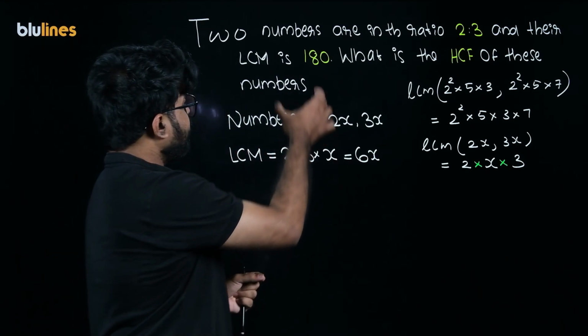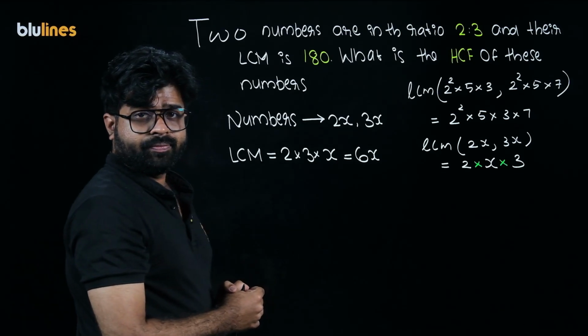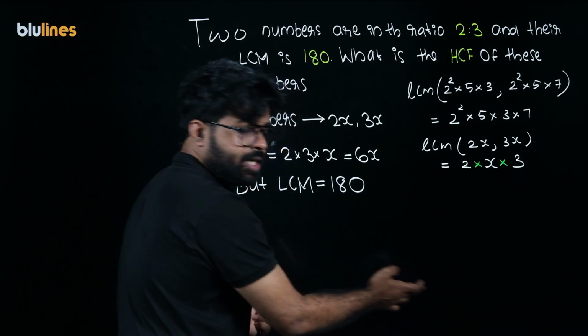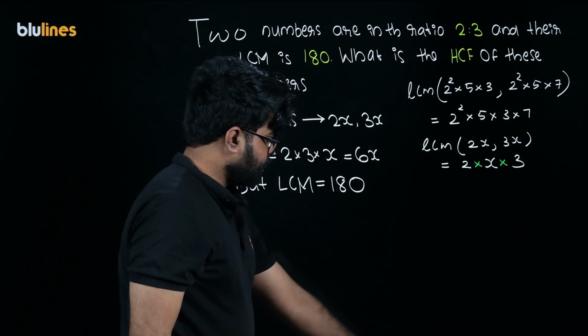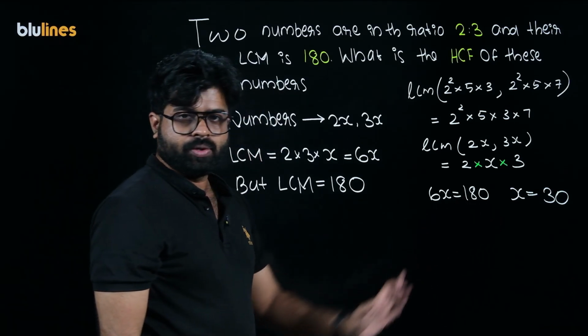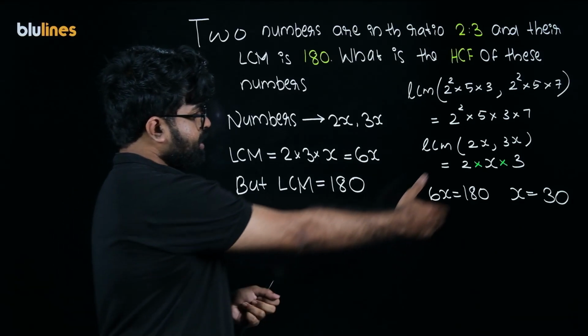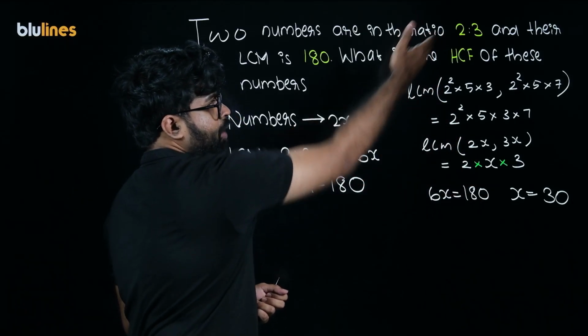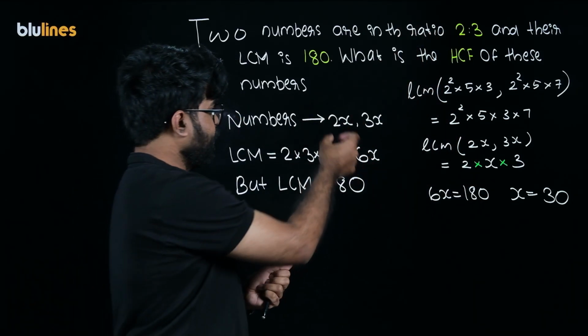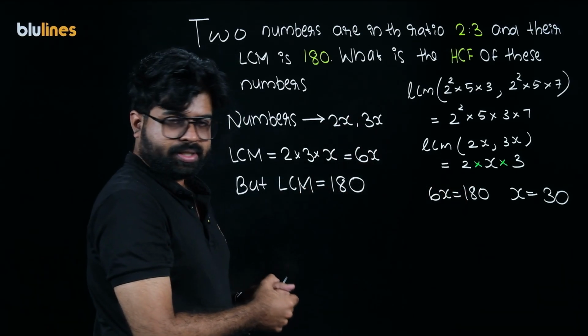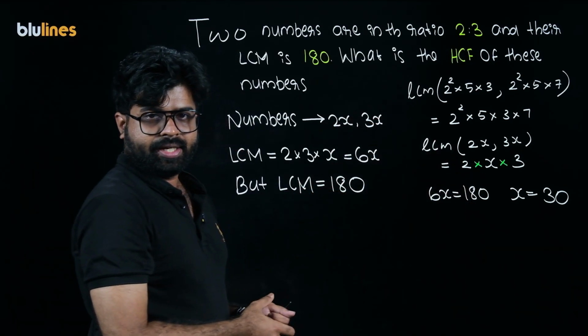But it is given that the LCM of these two numbers is 180. So, 6x is equal to 180, in which x is equal to 30. Since the value of x is equal to 30, we can calculate the numbers. The numbers will be 2 multiplied with 30, that is 60, and 3 multiplied with 30, that is 90.